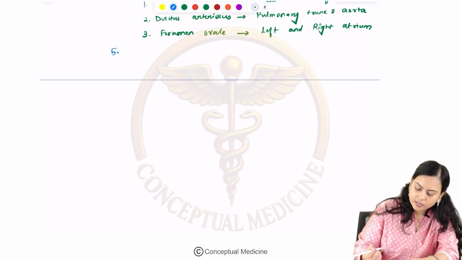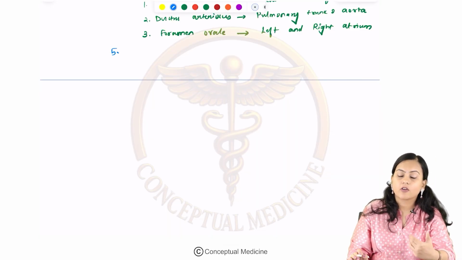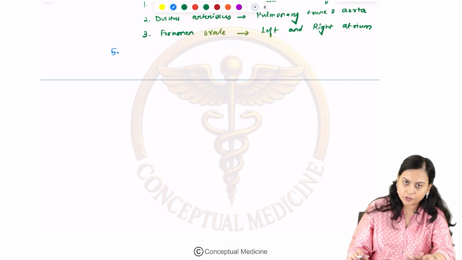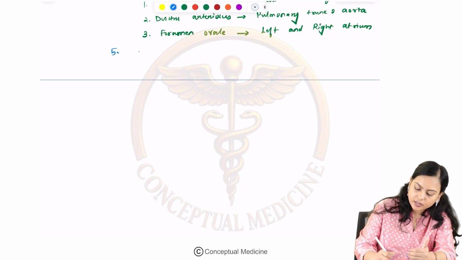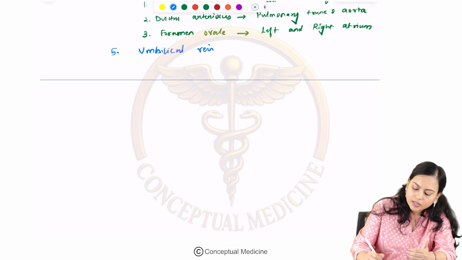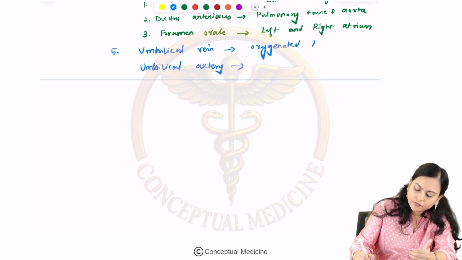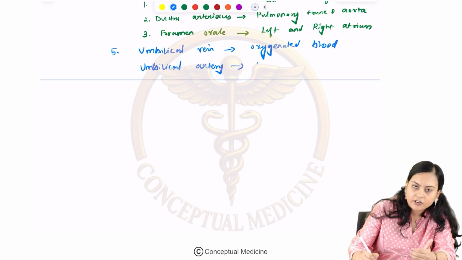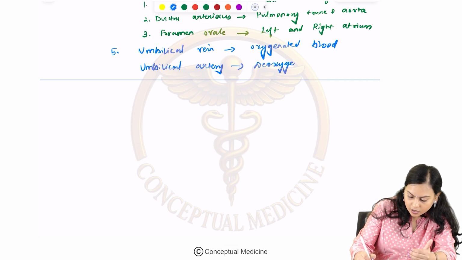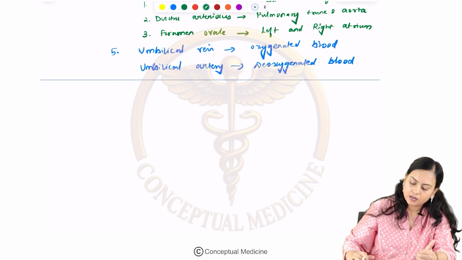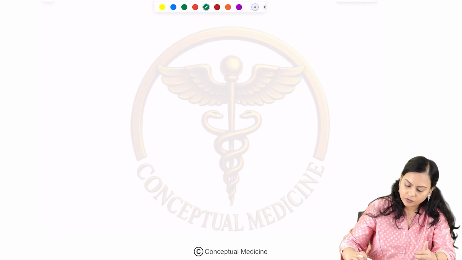Another concept is that usually in adults, arteries carry oxygenated blood and the veins carry deoxygenated blood. But in fetal circulation, when we consider the umbilical vein and umbilical artery, umbilical vein carries oxygenated blood, whereas umbilical artery carries deoxygenated blood. We'll see the circulation.